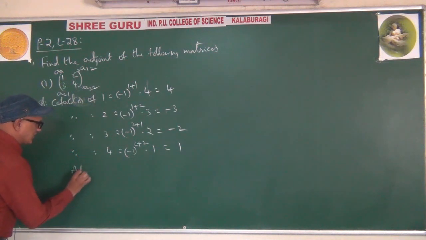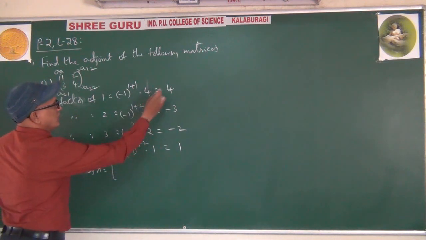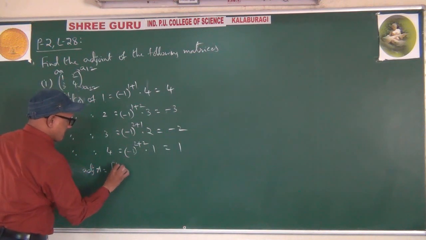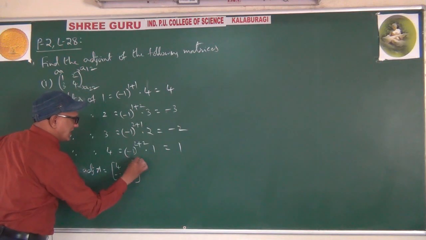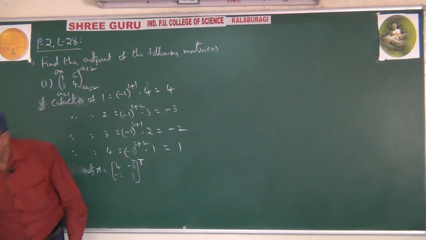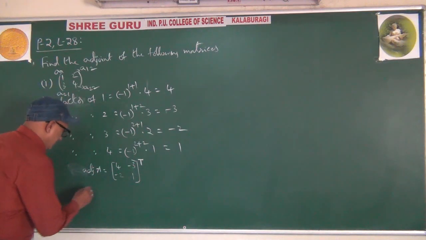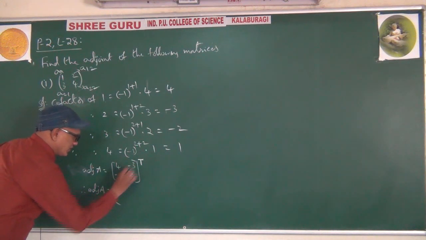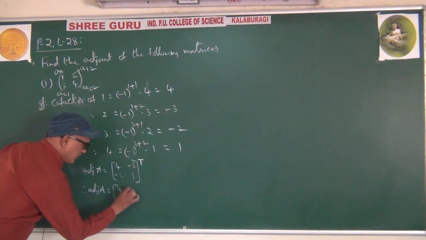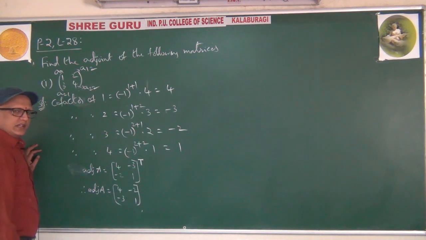Therefore, adjoint A equals 4 minus 3, minus 2, 1, whole transpose. Okay? Therefore, adjoint A equals, first row becomes the first column, second row becomes the second column. This is the answer. Right?